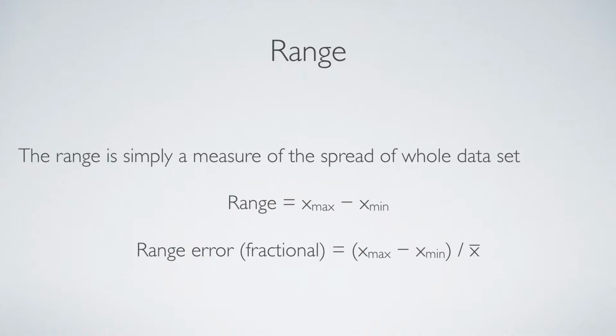Range is quite simply a measure of the spread of the whole data set, the maximum value minus the minimum value. My range error is this difference between maximum and minimum, my range, divided by the mean value. The range error is not necessarily a very useful thing because it doesn't give me the same units as what I initially was using to measure, so it can be slightly difficult to interpret. But for a rough and ready calculation, it gives us some idea of the confidence we have in our mean.